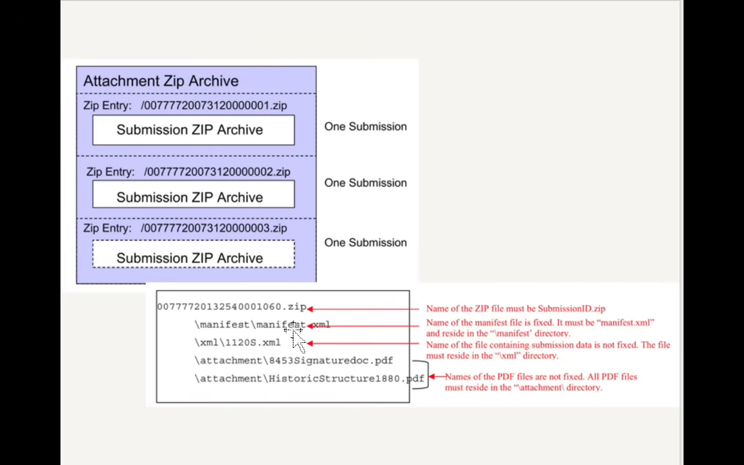So this is the format. You need to follow that. For example, that zip file. This is a submission ID. The name of the zip file must be the submission ID, and then the name of the manifest file must be manifest.xml. And the name of the tax return which you are submitting should be in the XML directory. The manifest should be in the manifest directory. So these two directories are required. Once you are creating your software application, you are required to follow this.